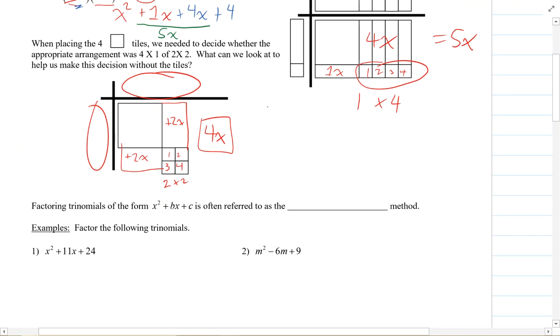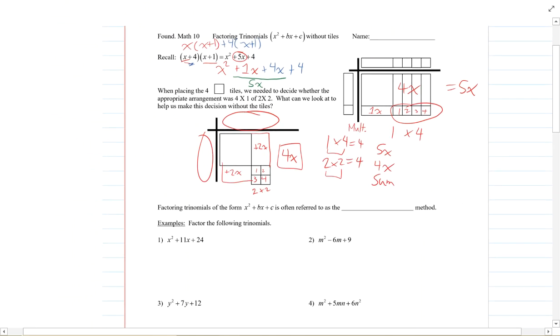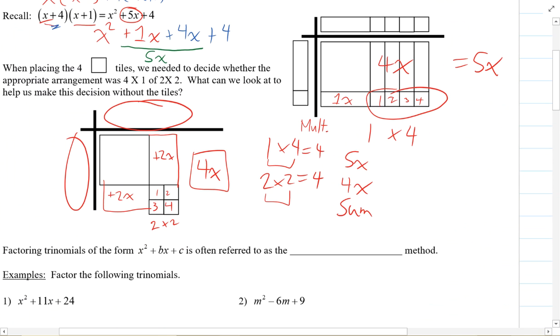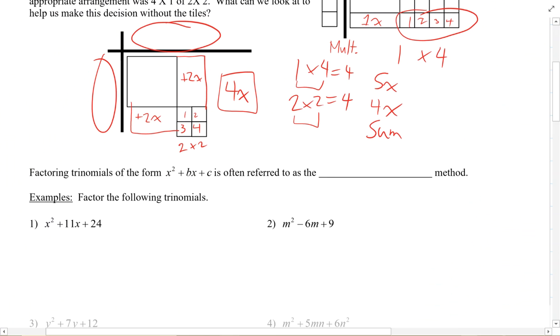So we're looking at the last little section, and how to arrange them. Should it be a 1 by 4 arrangement? That gives us 4, and that gives us 5x. Or the 2 by 2 arrangement, which also gives us 4, but that would give us 4x. Okay? And so one part is multiplying, you're checking the multiplication, and the other part you're checking the addition. And the addition must give us the sum in the middle. So we're checking the multiplication and the sum. I know it's kind of murky with these tiles, but how you arrange these tiles is important. We're going to look at the factors now with just the numbers.